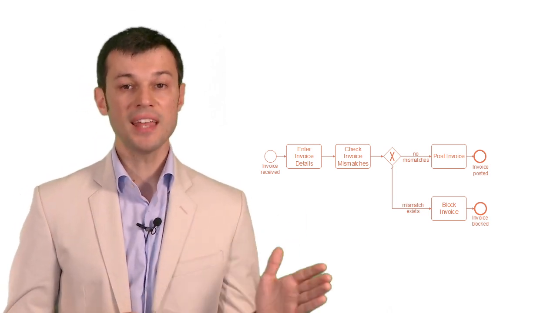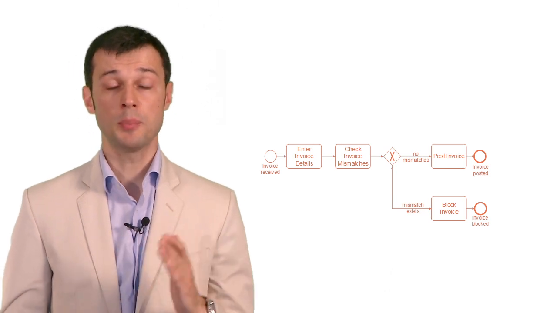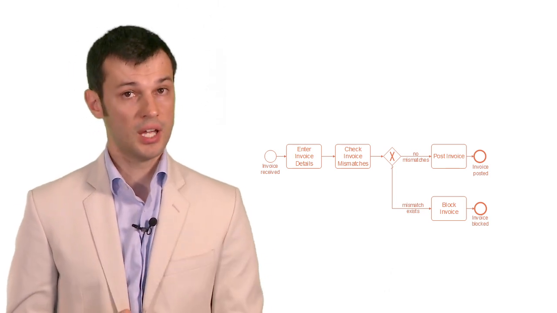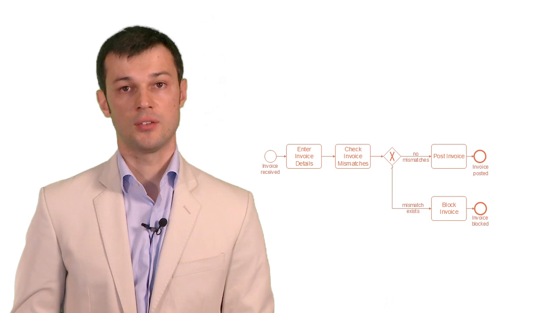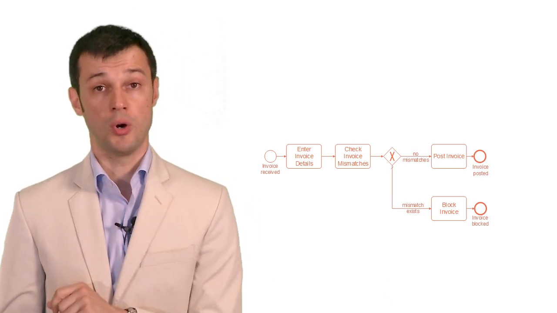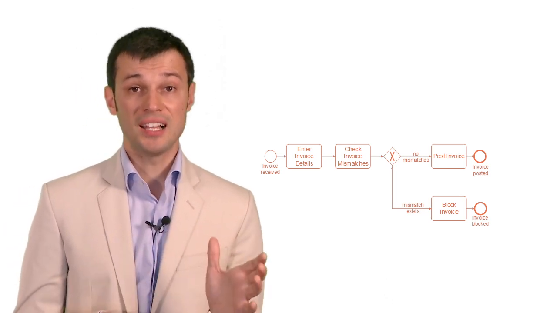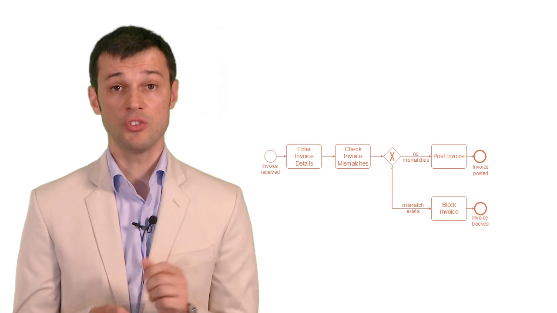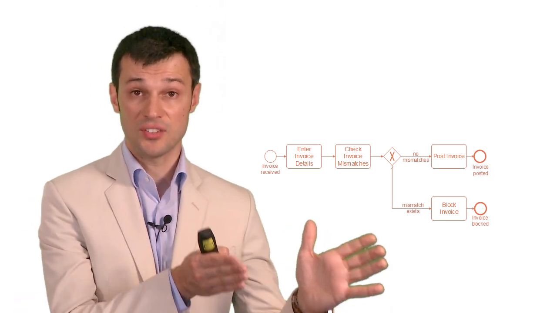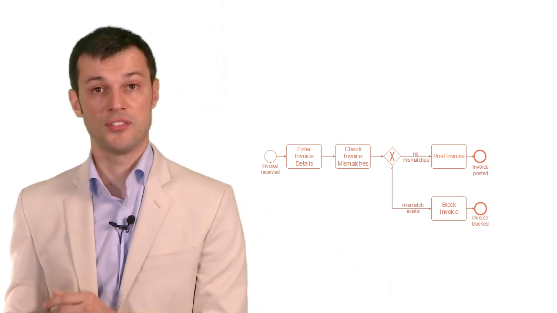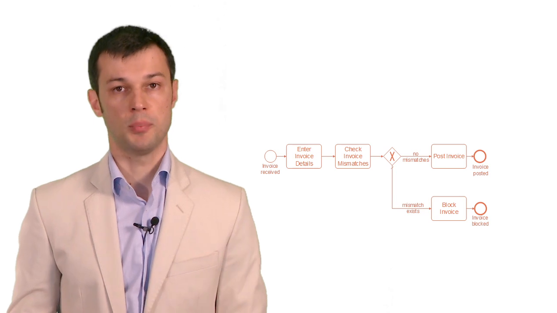And then we have represented four activities that have to be performed in a given order for this process to take place. We have also represented a decision point. In fact, the result of checking the invoice for mismatches could be that the invoice does contain mismatches or does not. So this is the control flow perspective.